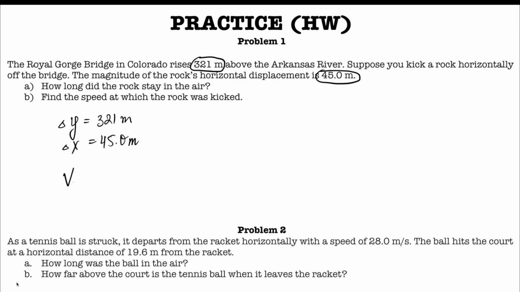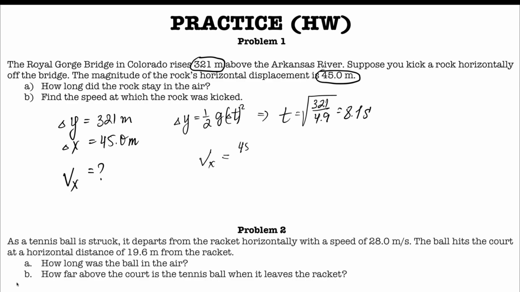I need Vx. Change in y is 1/2 g t squared, and then from there I can say that t can be found as 321 divided by 4.9. That's 8.1 seconds, 8.09. So I'm just going to round it to 8.1 seconds. And then Vx is going to be 45 divided by 8.1 seconds. That's 5.6 meters per second. That's the answer to the speed at which the rock was.